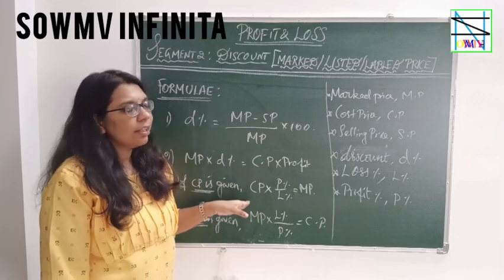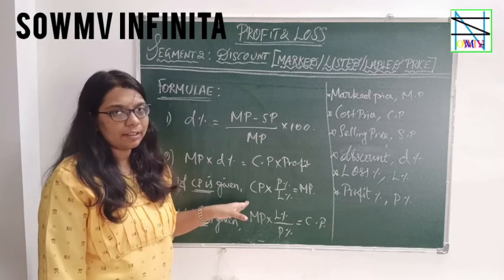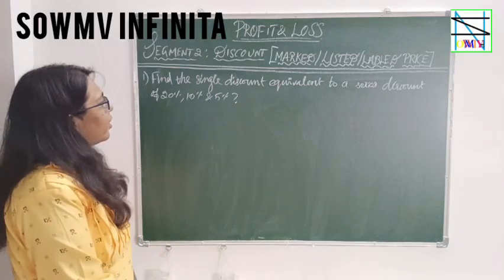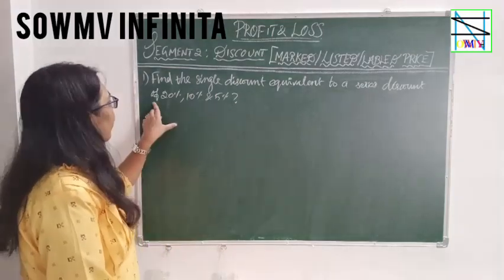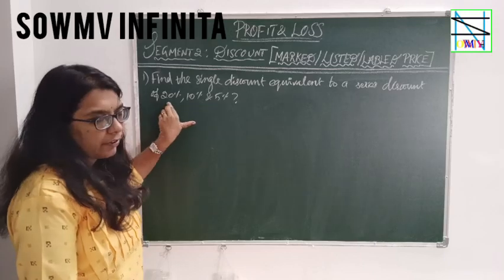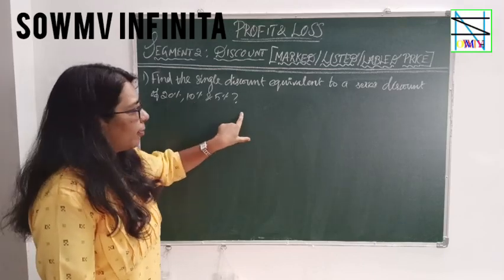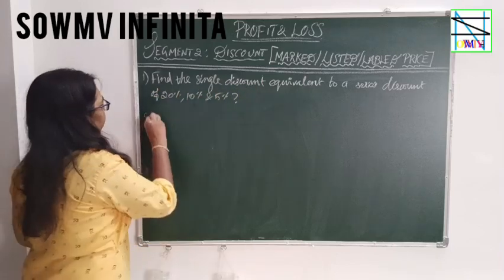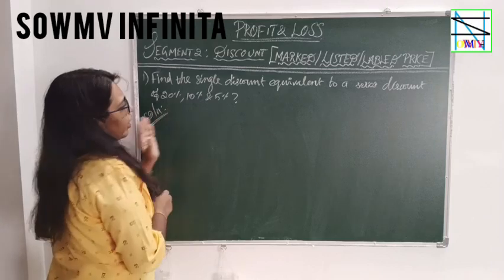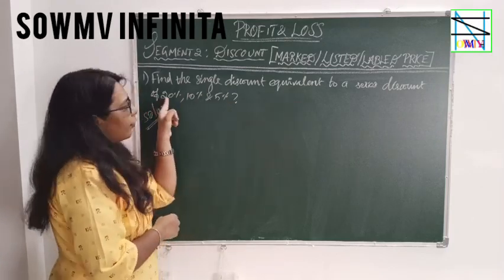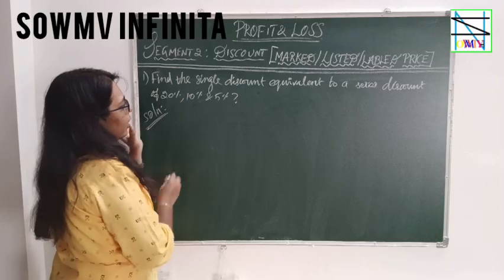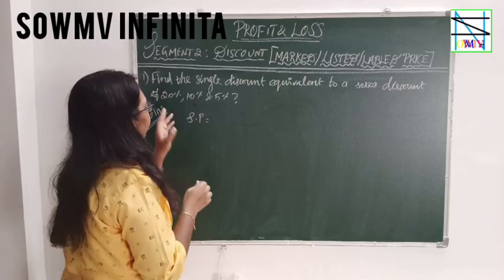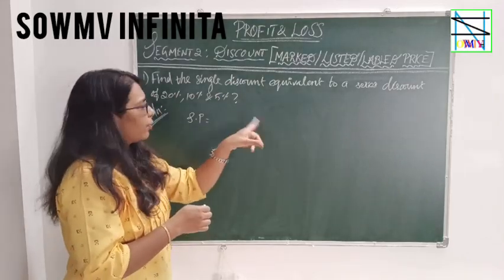Let's see the problems and solve these things. The first problem is: find the single discount equivalent to a series discount of 20%, 10% and 5%. Let's find the single discount. Solution: they have given a series discount of 20%, 10% and 5% on some amount. So the selling price is found by applying the series discounts.